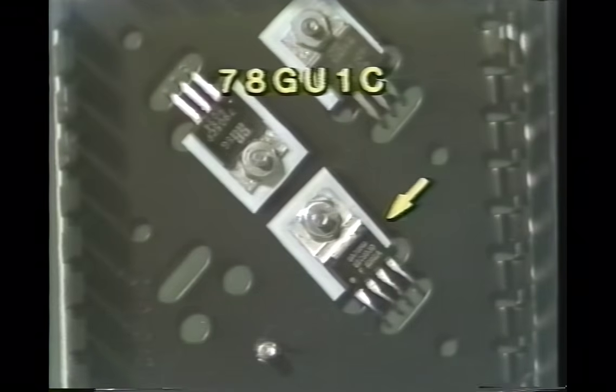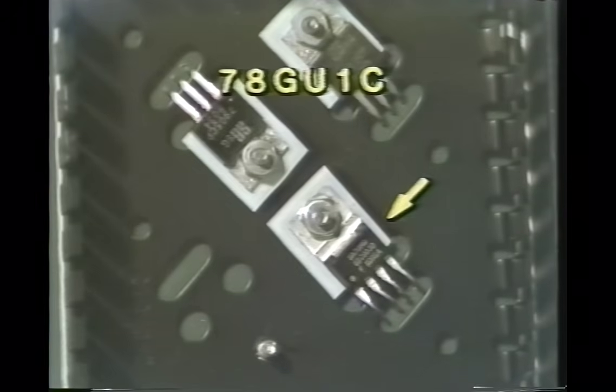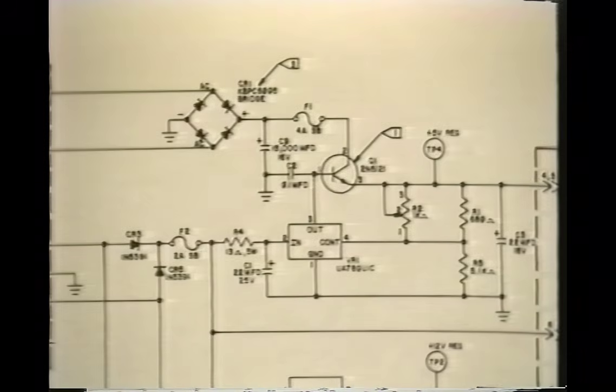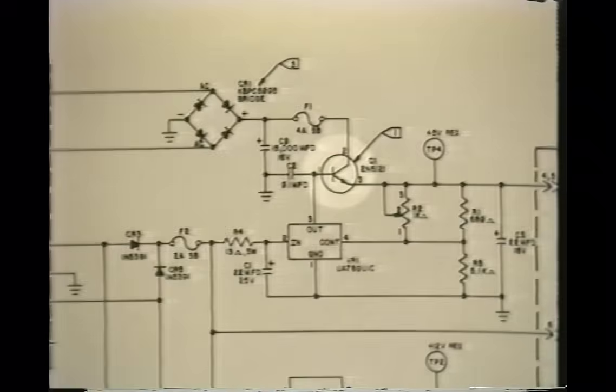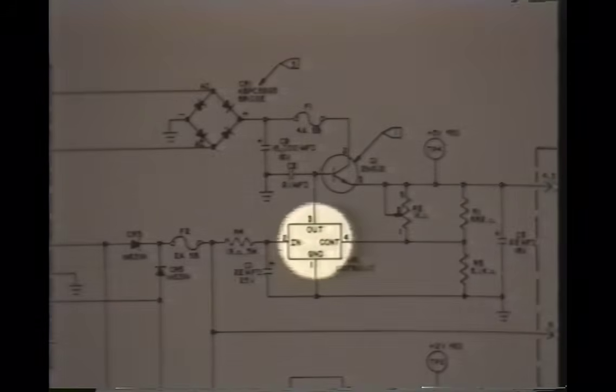One popular type of integrated circuit used to drive the 5 volt series pass regulator transistor is this one. It's part number 78GU1C. This particular regulator IC is used to drive the 5 volt series pass regulator transistor in a Stern power supply. And here's the schematic diagram of that supply. Here's the regulator transistor, and here's the voltage regulator integrated circuit that drives it.